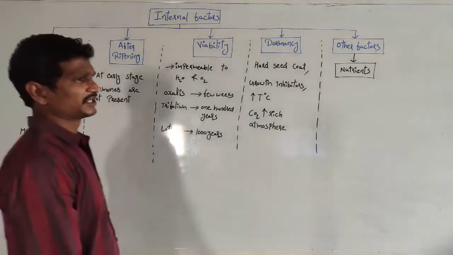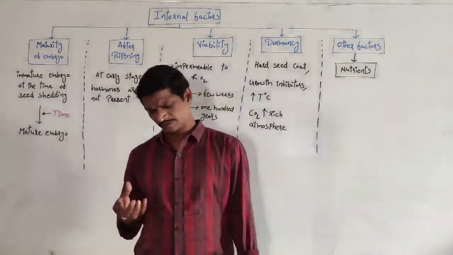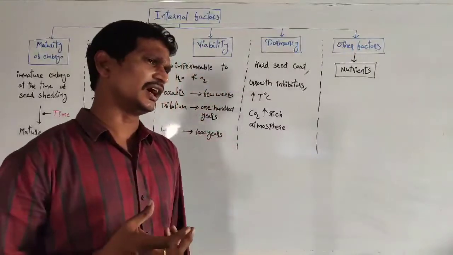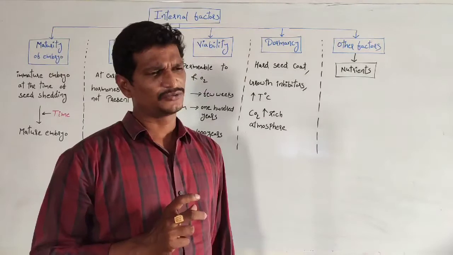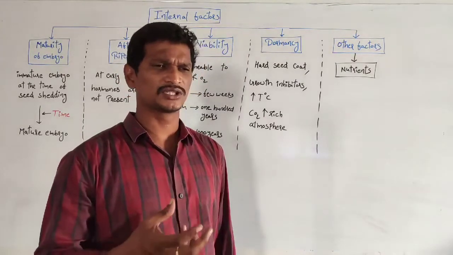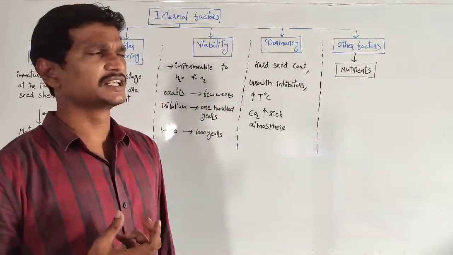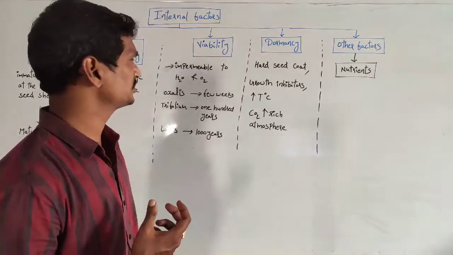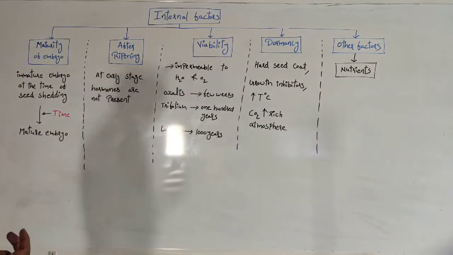Coming to the next one, the internal factors. These are present inside the seed and are responsible for the seed germination process. All of you remember, most of it is controlled by hormones, the phytohormones, which control the seed germination process. Here, the very first is the maturity of the embryo.